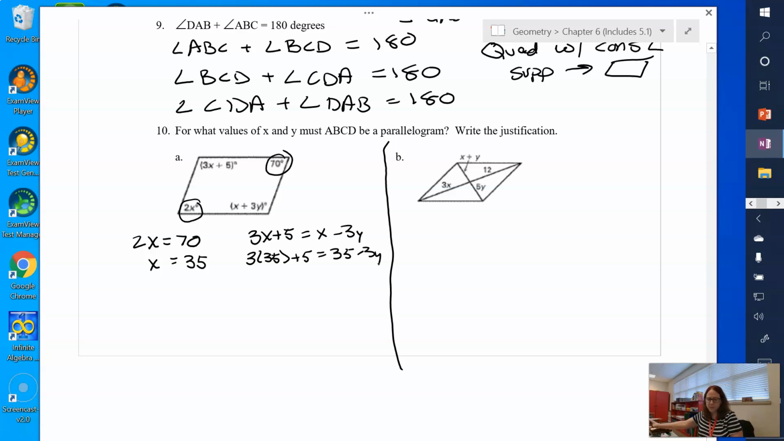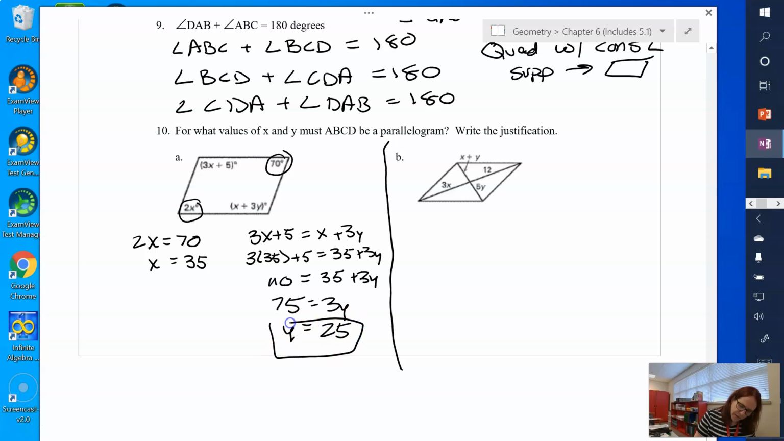So let's go ahead and do some combining of like terms and solve for y. 3 times 35 plus 5, so I get 110, equals 35 minus 3y. Subtract 35 from both sides. That's a plus. And I get 75 equals 3y, so then y equals 25. So what this says is when x is 35 and y is 25, both have to be true, we have a parallelogram.